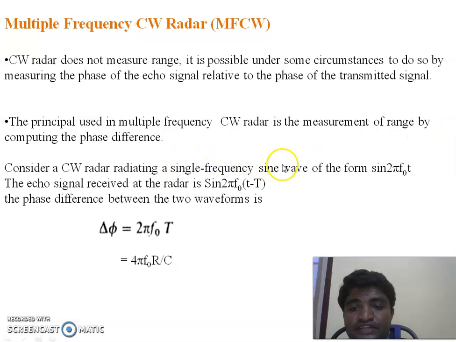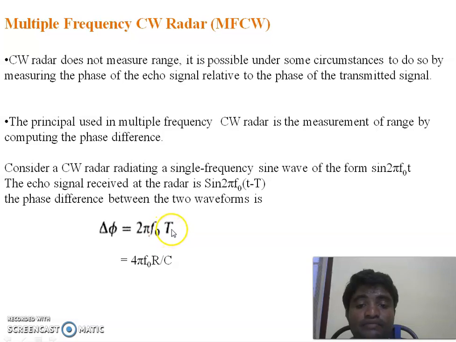Suppose we are transmitting the sine wave sin 2 pi f0 t, and the received echo signal is sin 2 pi f0 (t minus tau). This is the transmitted signal, and the second one is the echo signal. This is in the CW radar, and the phase difference between these two is 2 pi f0 into tau.